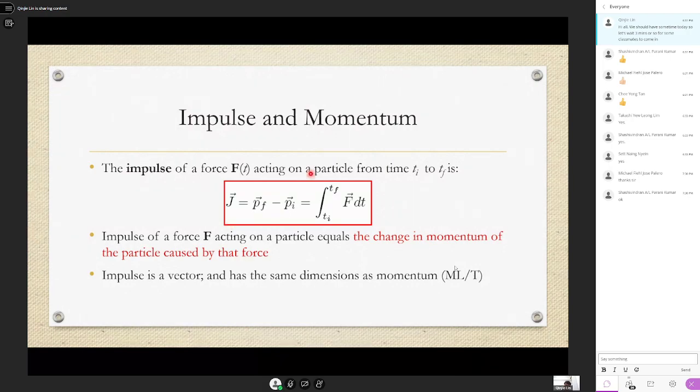Same thing, impulse is a vector and it has the same dimensions as momentum. Because you see here, impulse is here, and down here it is just momentum minus momentum. So the dimension has to be the same as momentum.